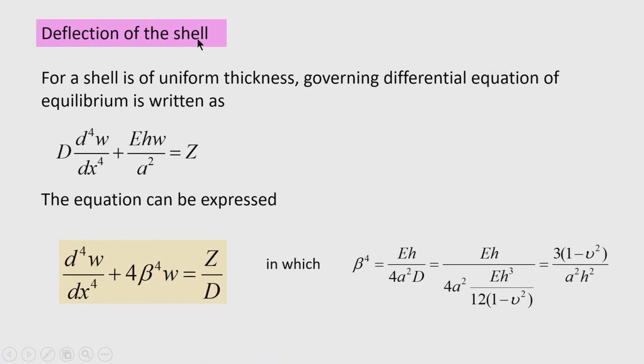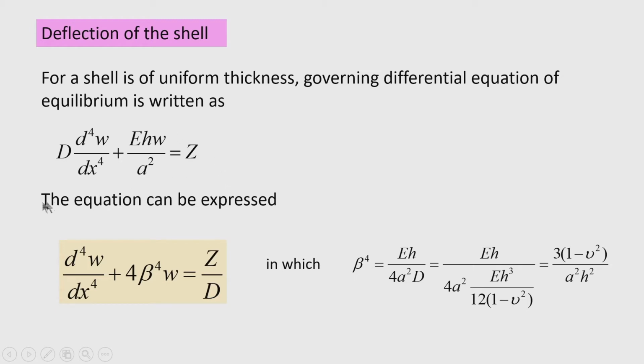We take the governing equation for the deflection of the shell. If the thickness of the shell is uniform, then the governing differential equation for the bending of shell is given by D times the fourth derivative of w with respect to x, that is D d to the power 4 w by d x 4, plus E h w by a square equal to Z, where Z is the radial load, that is the load acting in the radial direction normal to the surface.